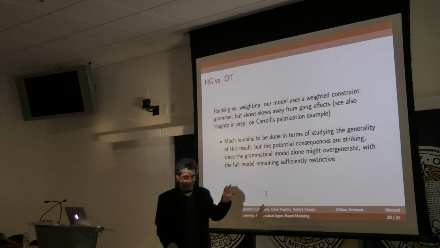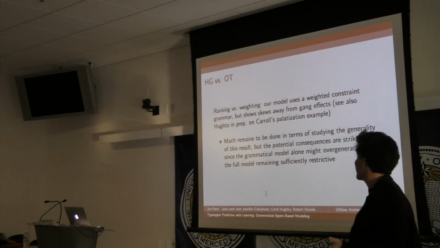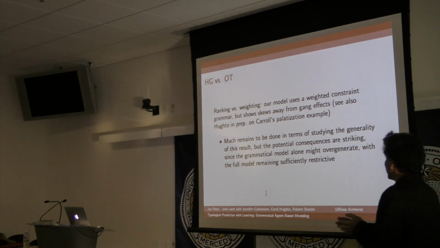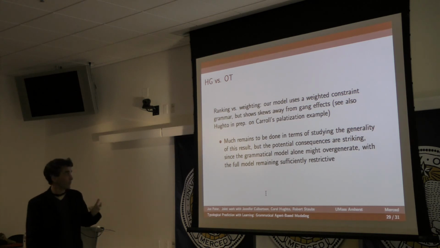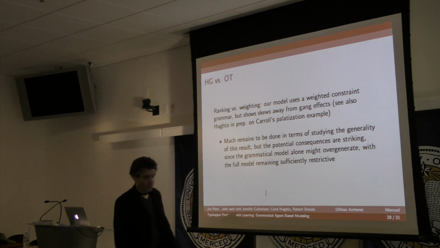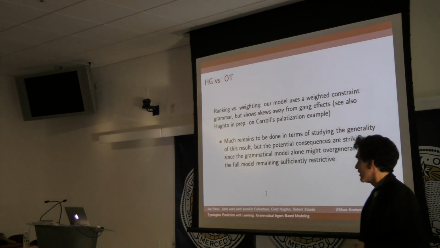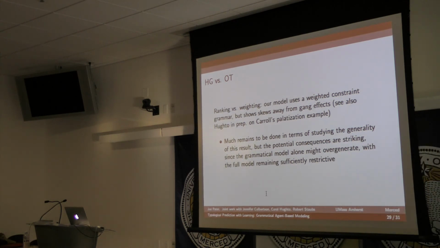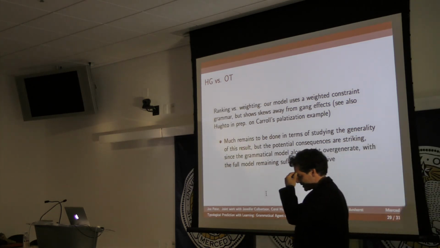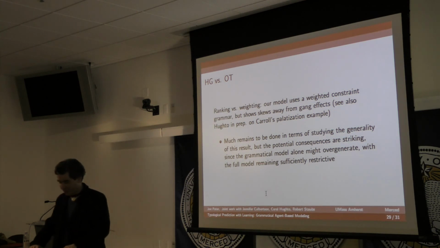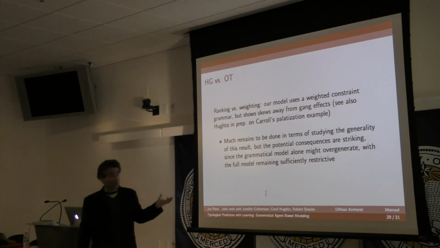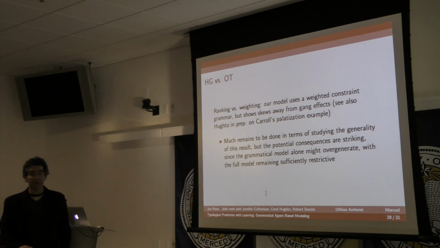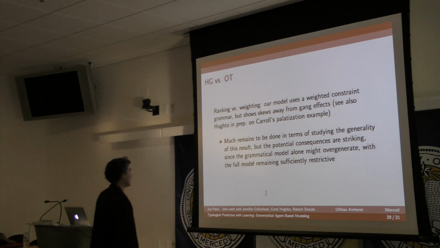So in terms of thinking about what's called harmonic grammar, the weighted constraint systems versus optimality theory, we've got this grammatical system that uses weighted constraints but skews away from gang effects. And Coral Hutto has also been working on another example that looks similar. There's a lot that you'd want to do in terms of understanding how general this result is, whether it really does get rid of the typological monsters that people are worried about when they use ranked constraints rather than weighted ones. But the consequences are pretty striking because from the perspective of what we're trying to do in generative linguistics, part of it is trying to avoid over-generating languages. We don't want to generate languages that don't exist. The grammatical model alone might overgenerate, but when we take into consideration learning in our full model of typology, it remains sufficiently restrictive in terms of getting the typology.